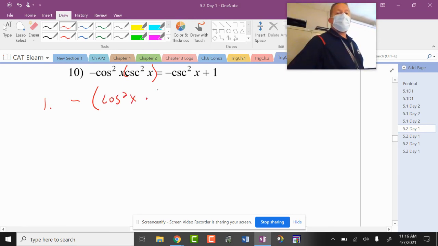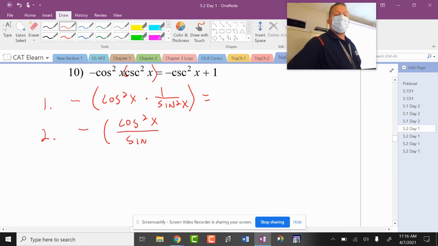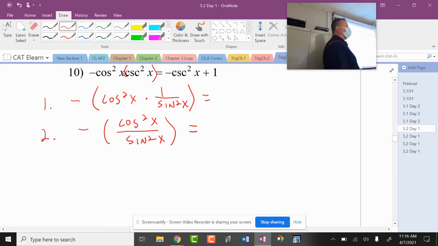But I will tell you, those that are really good with this, you could skip step 1 and go right to step 2. A cosecant squared on the top means a sine squared on the bottom. I really, really want everyone to be able to do that fast and then reduce a step.